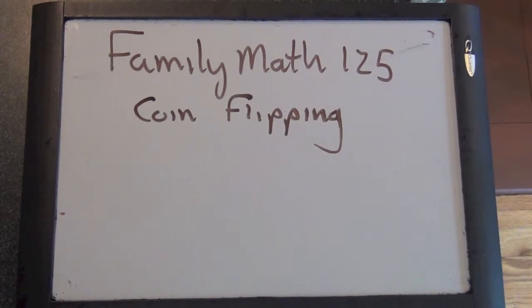FamilyMath 125, coin flipping. Today there was a guy who's in graduate school in math somewhere in Illinois, and he wrote a blog post that some people were writing about. I checked out his blog, and he had a really cool article about coin flipping, and it's about how, if you have a coin that doesn't flip heads and tails 50-50, you can still make a fair coin out of it.